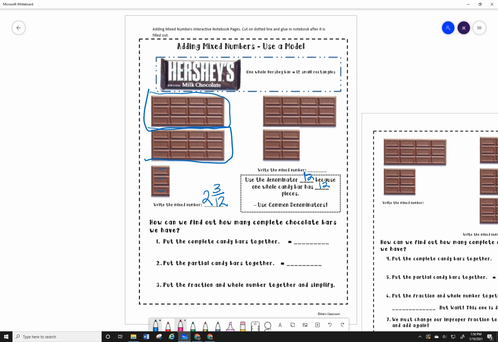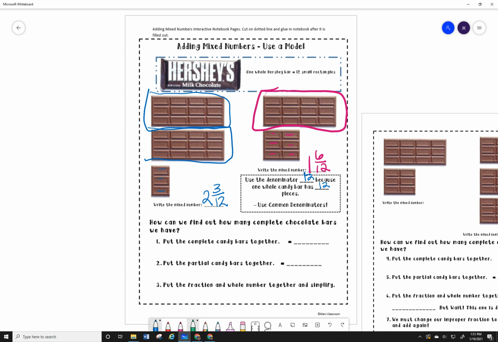In this second image, I have 1 whole candy bar here. And I have 1, 2, 3, 4, 5, 6 pieces. So I have my whole candy bar and I have 6 out of 12 to make my fractional pieces. So I can look at this image now and I can put these pieces together to see how many Hershey bars I have all together.